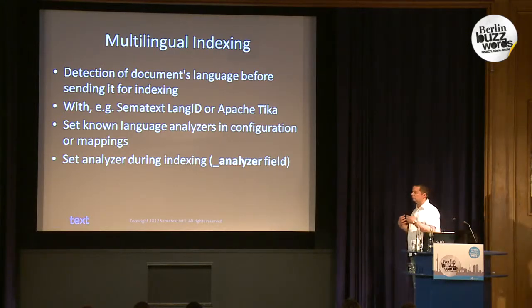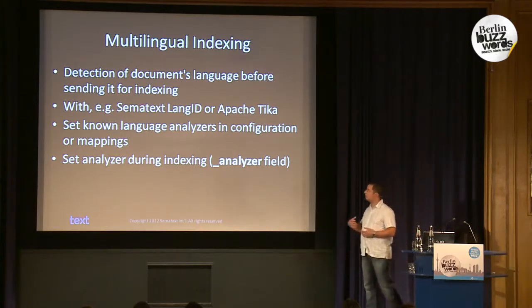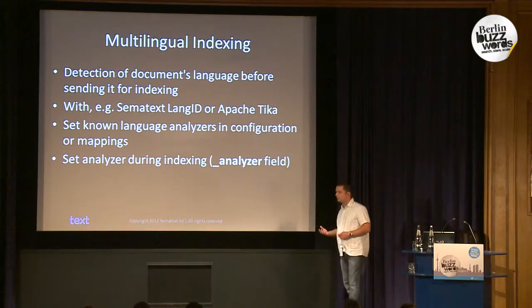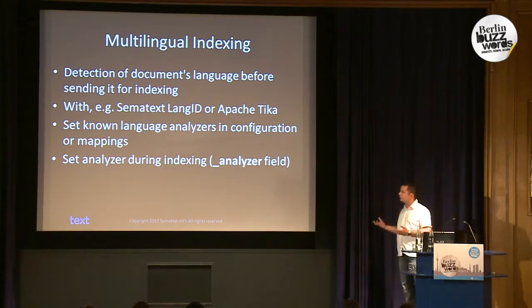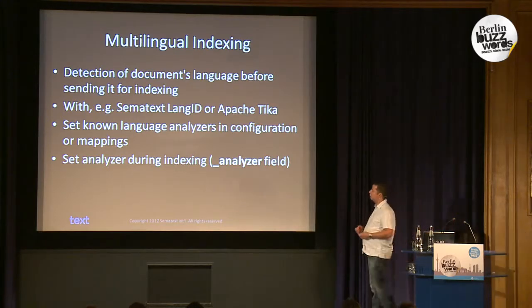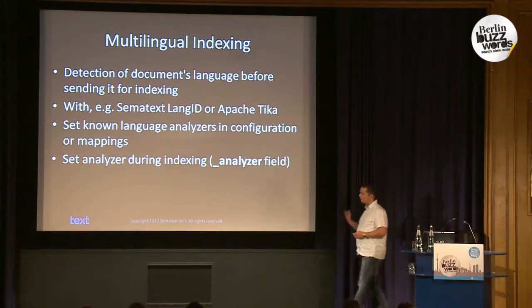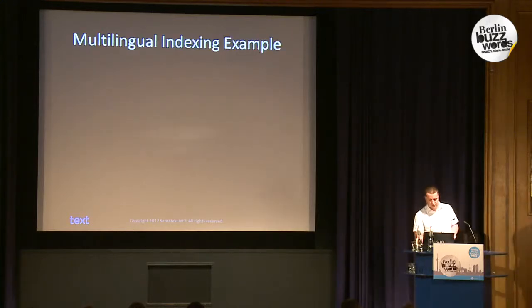Before we send the document to Elasticsearch, we use the Semantic Lang ID software to detect the language of the document, and we specify it with the analyzer field of the document. I'll show you how it's done.